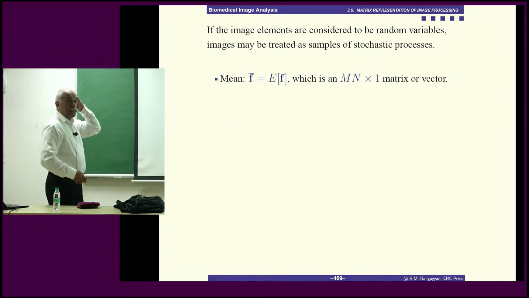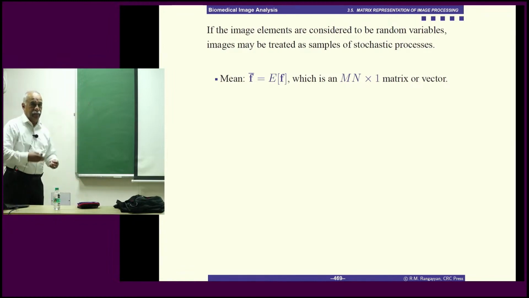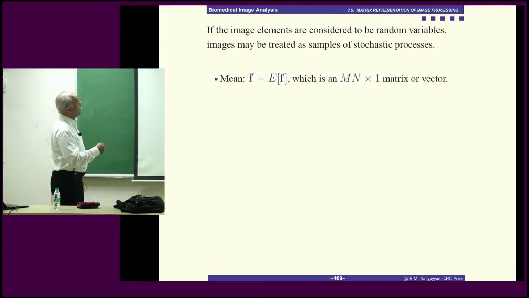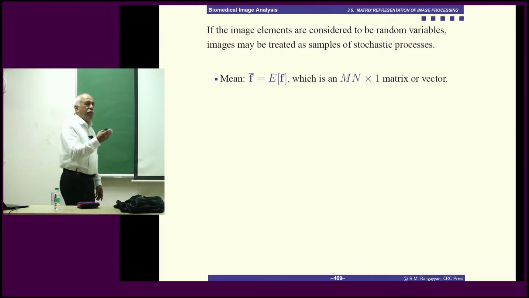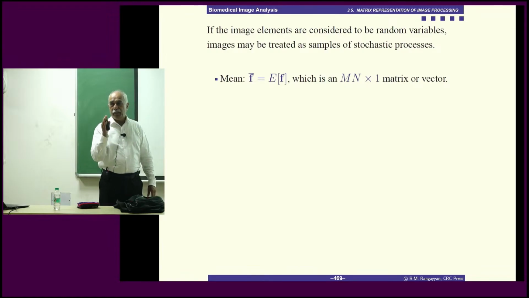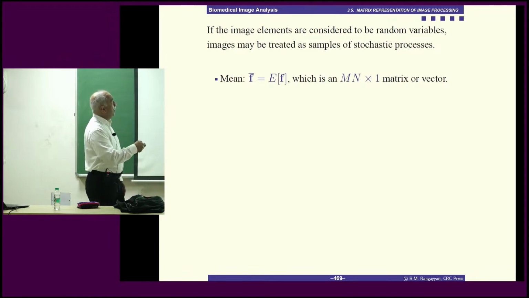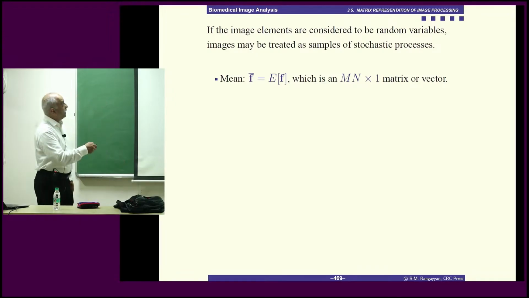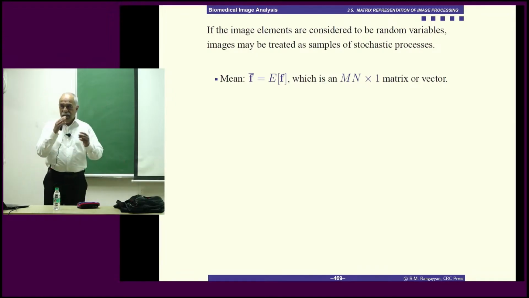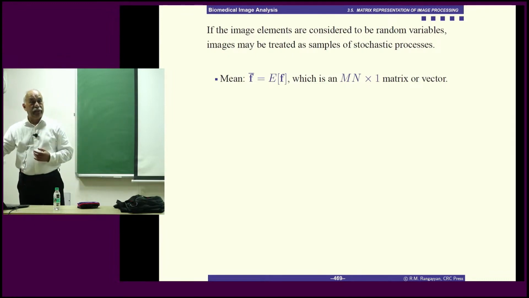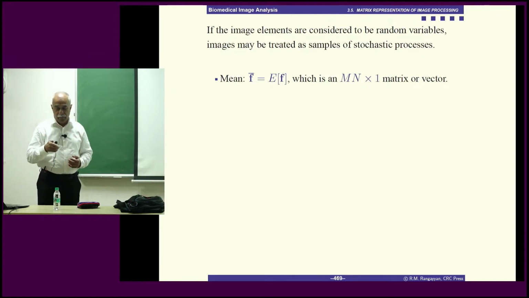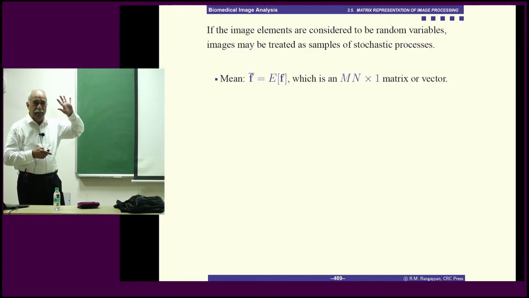If the image elements or pixels are considered to be random variables, which we said we do earlier, if the image is corrupted with noise, noise is random, so the combination of noise with image is also random, then you want to take the mean, the expectation of f. It is just an algebraic variable that you have put in these expressions, an mn by 1 matrix or vector. Expectation of the entire matrix, not the average value, means you have a number of images and you are taking the average of the images, an ensemble average, or statistical expectation of the entire image.